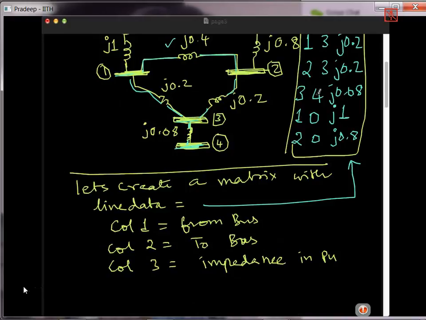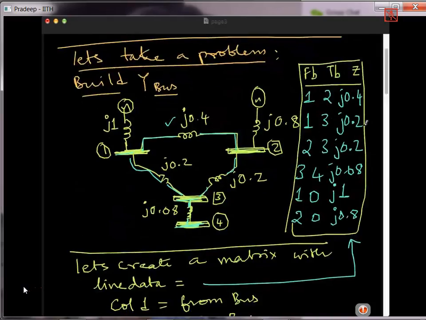Once I have this line data, I can read this line data and create the Y bus. Let's do that. Any doubt up to here? I got two questions.